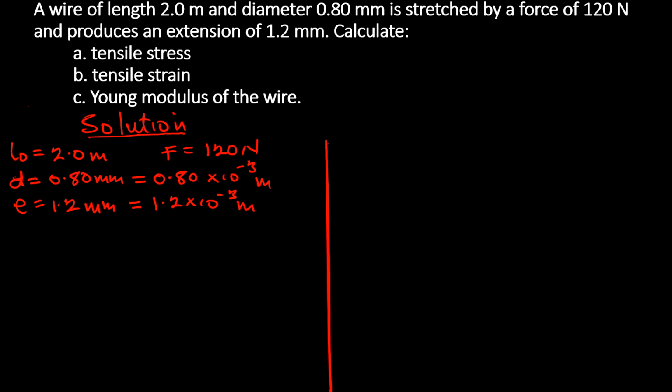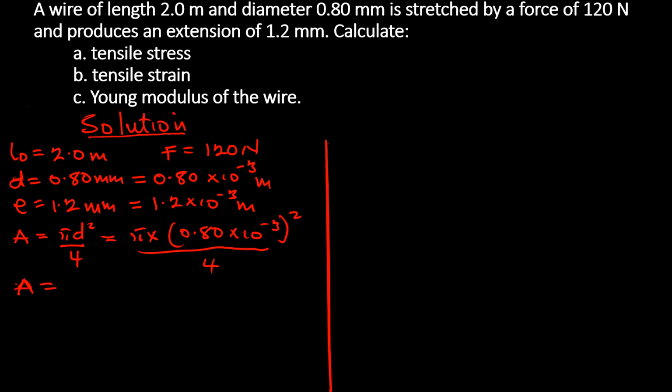Okay, so before we proceed, we first need to calculate for the area of the wire. So area, which is A, of the wire, will be equal to pi d squared over 4. Okay, so this will be equal to pi times the diameter squared. So diameter, we have it to be 0.80 times 10 to the power minus 3, all squared. Sorry, this one is 4, all over 4.